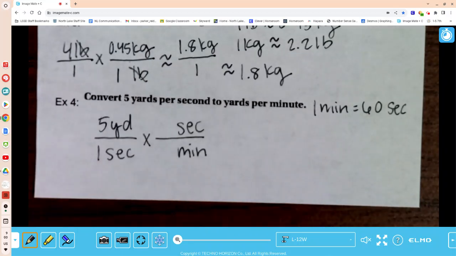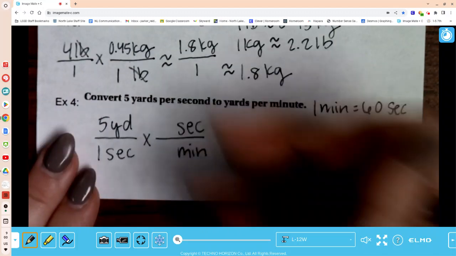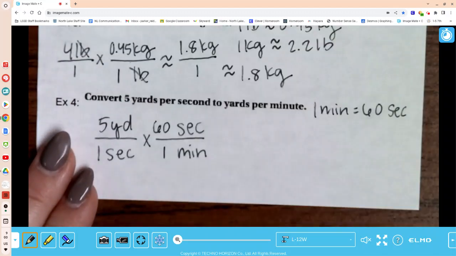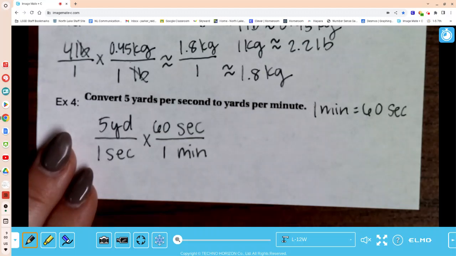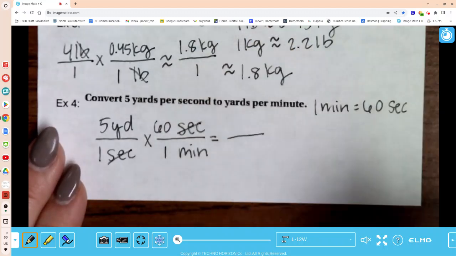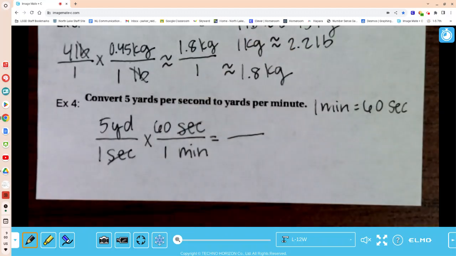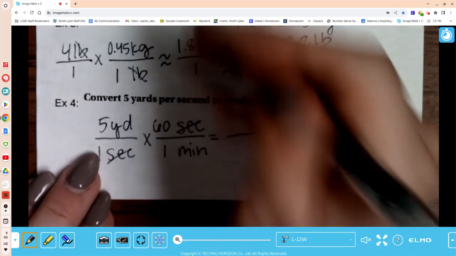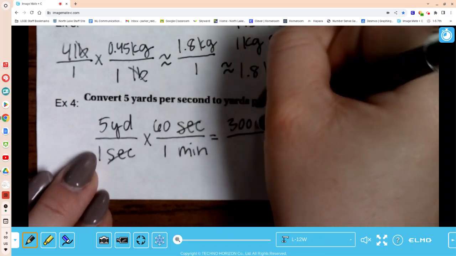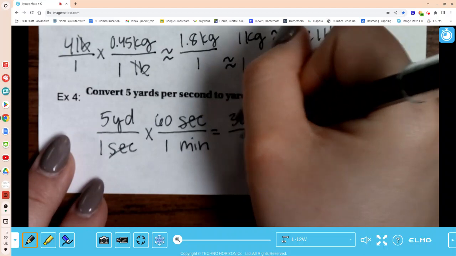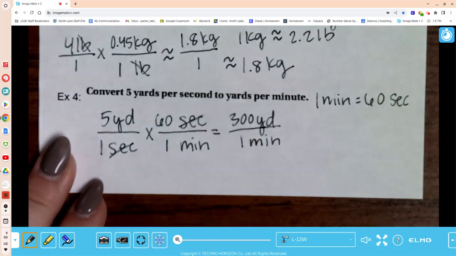Now I can fill in my conversion factor. 1 minute, so I'm putting 1 next to minutes, is equal to 60 seconds, so I put 60 on the top next to seconds. Remember, the seconds and the seconds are going to cross cancel with one another, and then there's no numerical cross canceling, so I'm ready to multiply straight across. 5 times 60, 5 yards times 60 is 300 yards. 1 times 1 minute is 1 minute.